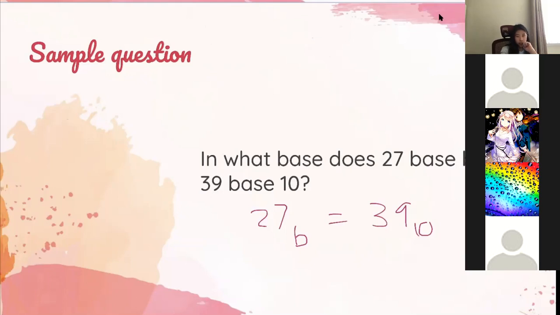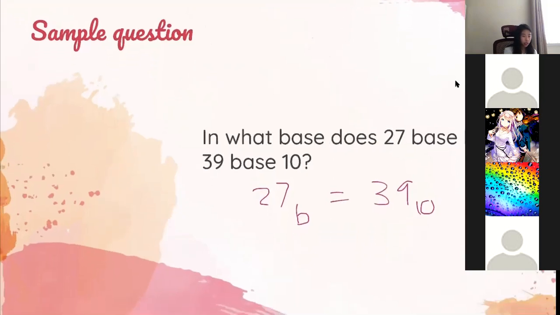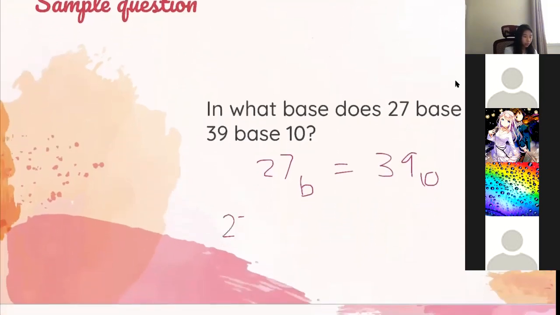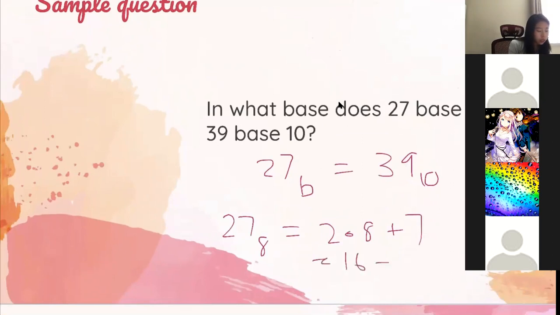So as a hint, consider what happens if let's say B equals 8 or something. Right. So if B equals 8, then we have 27 base 8. This is 2 times 8 plus 7. This is the base 10 version. We're converting it to base 10. 2 times 8 plus 7, just 16 plus 7, 23. All right. But now we need to find what B is, because it's not 8.